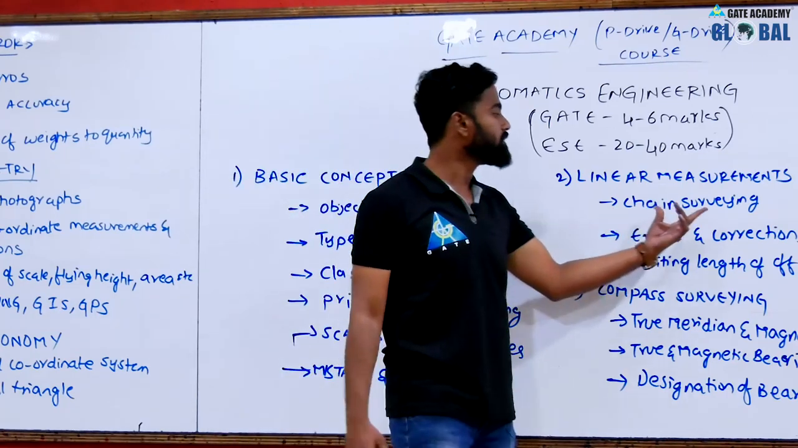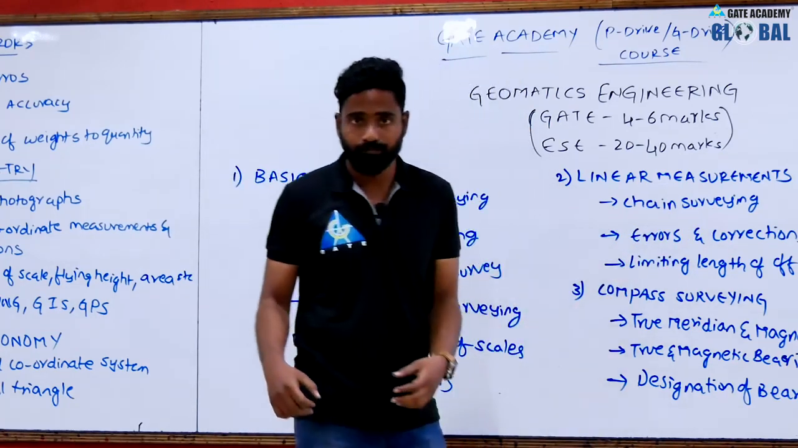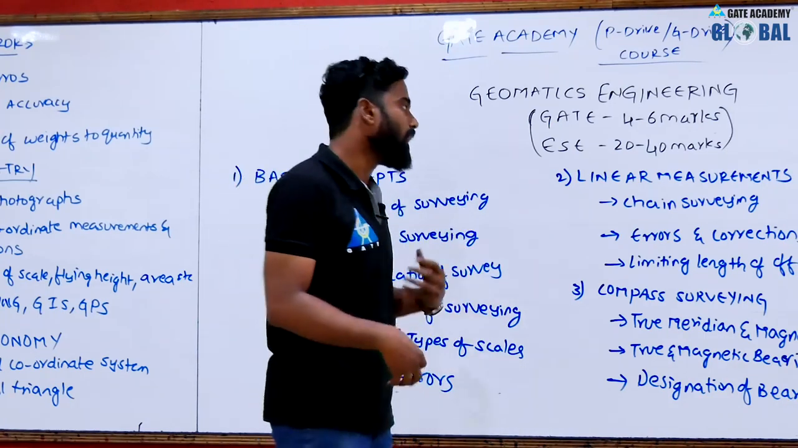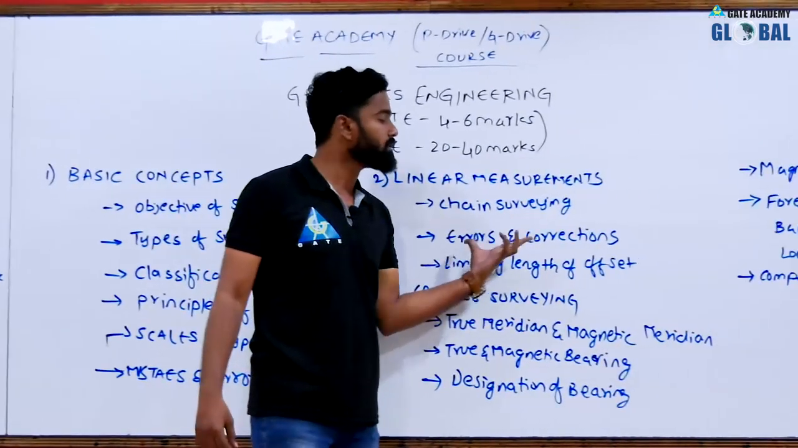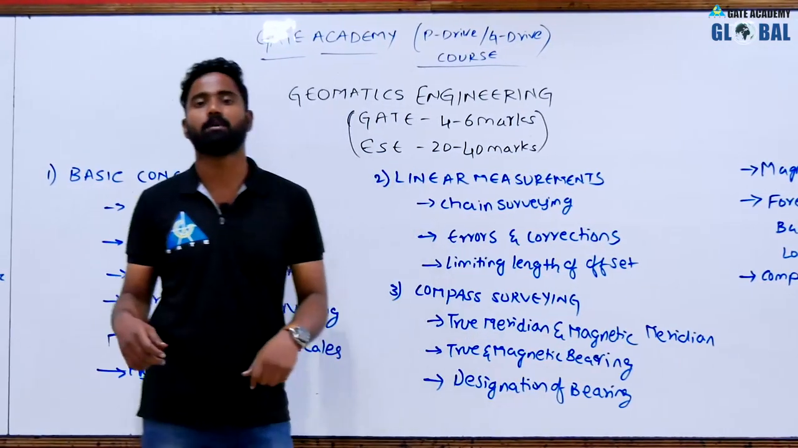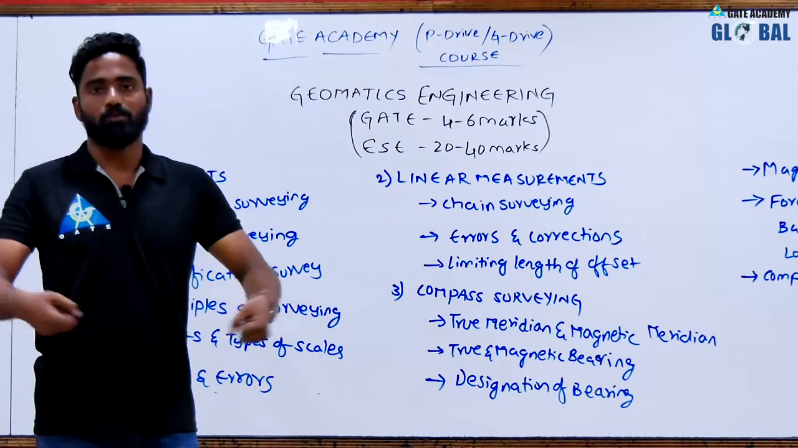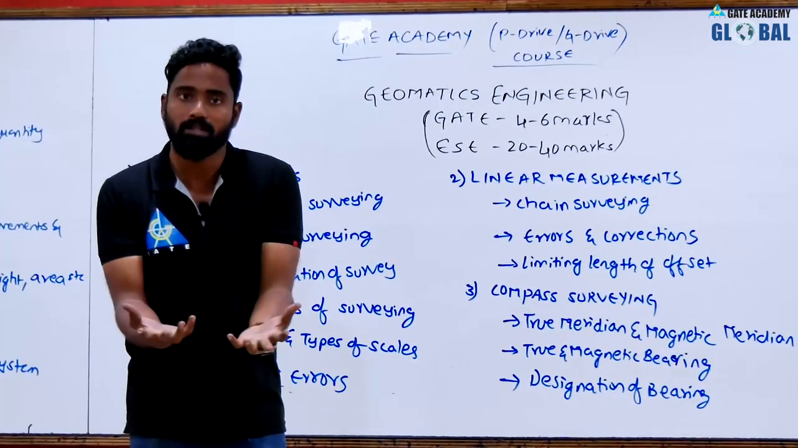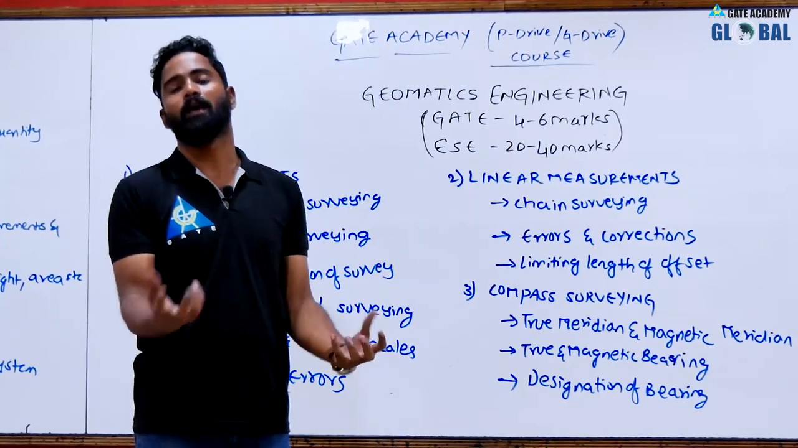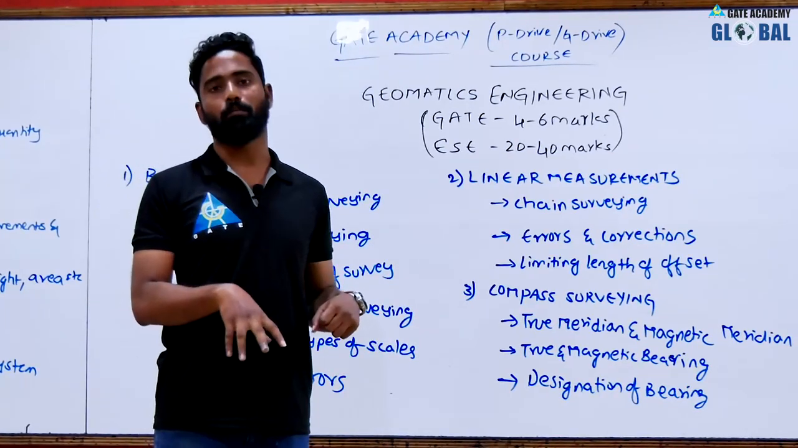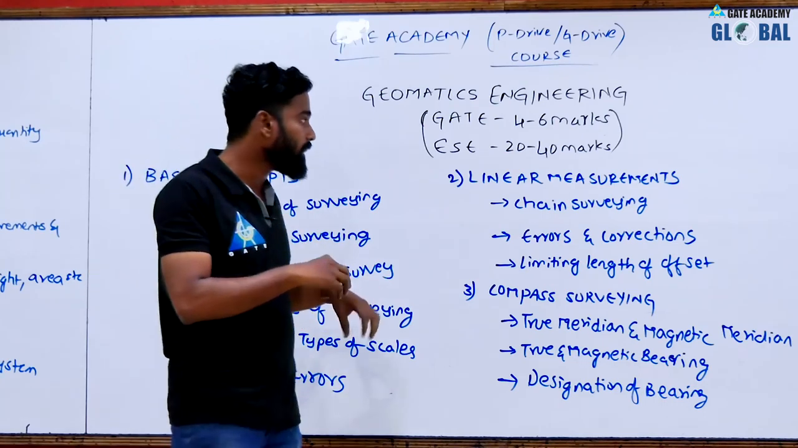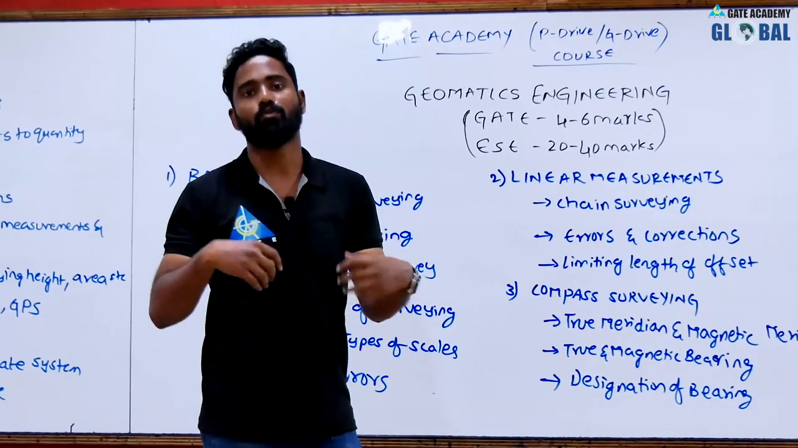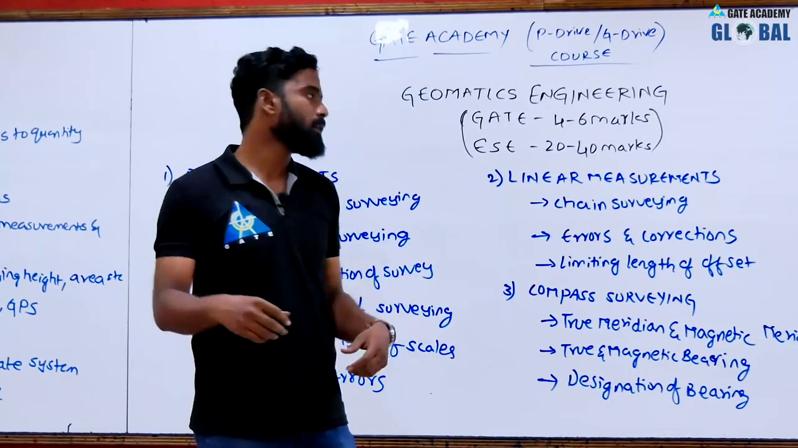So, in chain surveying, you are using tapes to measure the lengths, and because of that, there might be errors and corrections. Errors may be because of standardization, because of pull, because of sag of its own weight, because of temperature, because of slope. If error is negative, you have to give positive correction. These are the errors while measuring, so in order to get the correct length, you have to do the corrections.